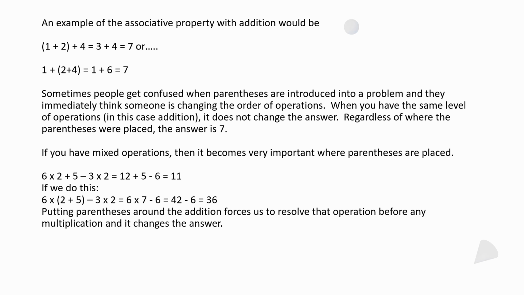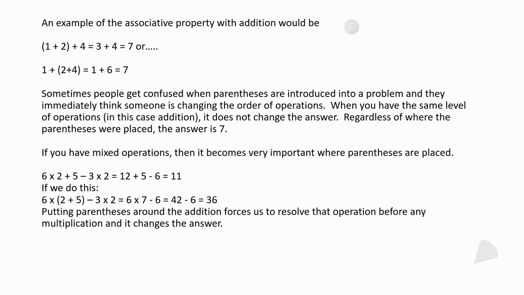Here's an example. 6 times 2 plus 5 minus 3 times 2. If you solve that using order of operations, you're going to do the multiplication first. 6 times 2 is 12. You still add the 5, and then you're subtracting the 3 times 2, which is 6. So you've got 12 plus 5 minus 6 equals 11.